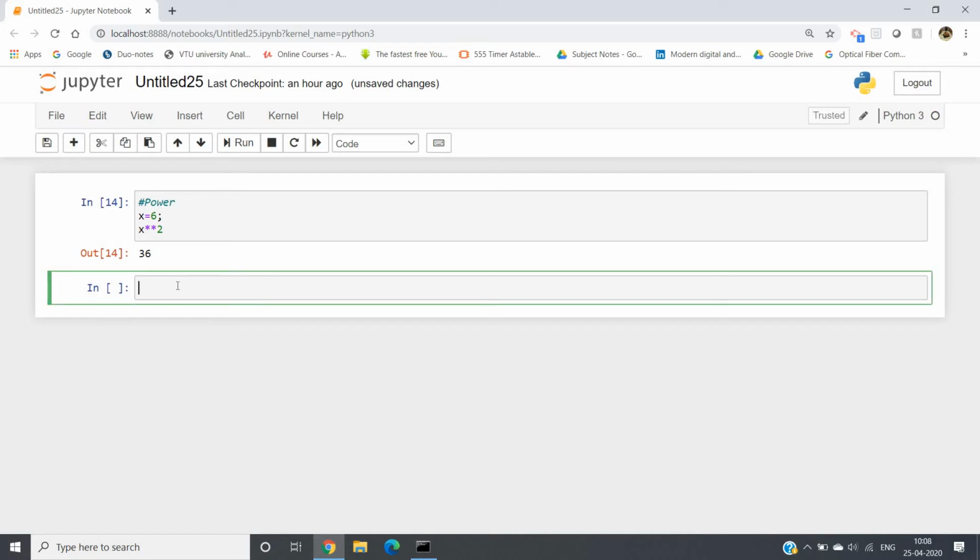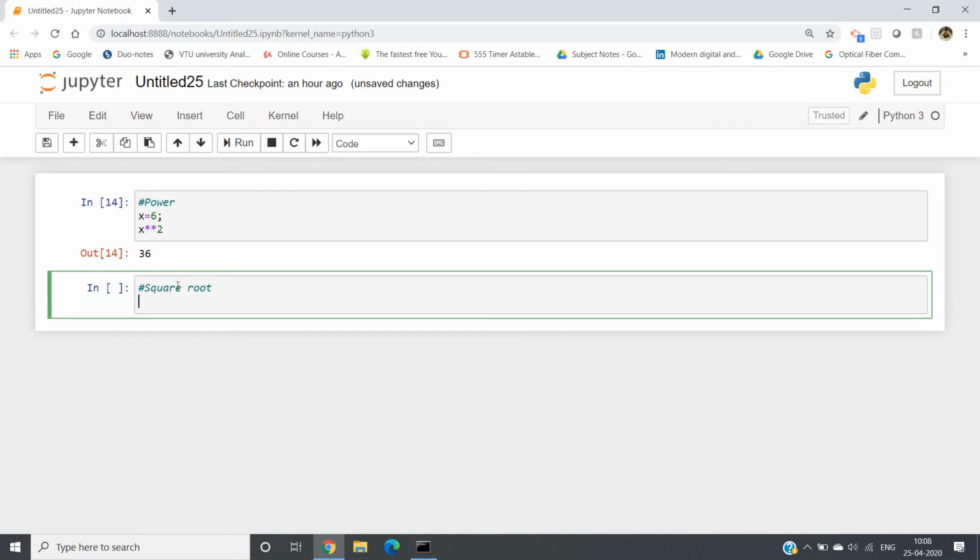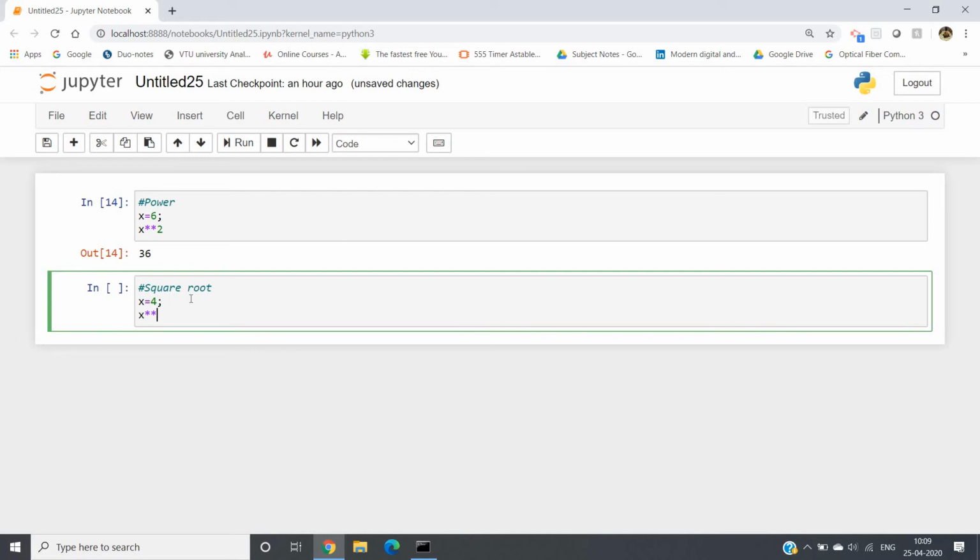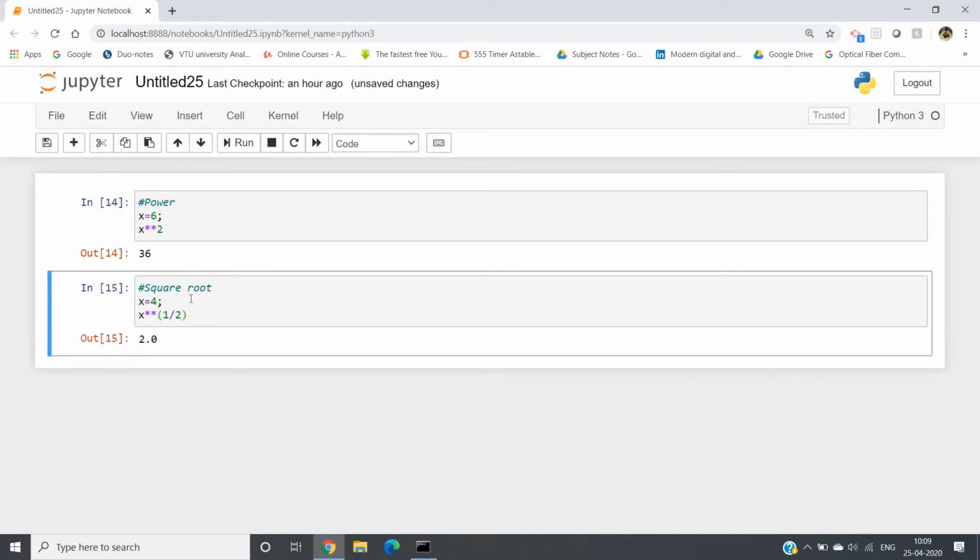Now there are two very important concepts related to this power. One is square root. How can you calculate the square root of a number? Very simple. What is square root? Square root of 4 means root over 4, which we can write as 4 power 1 by 2, right? So whenever you want to calculate square root, you have to write x power 1 by 2. You will get the answer 2.0. This is in float, point to be noted. If I write x equal to 9, then the square root will be 3. If we write x equal to, suppose, 25, we will get square root as 5.